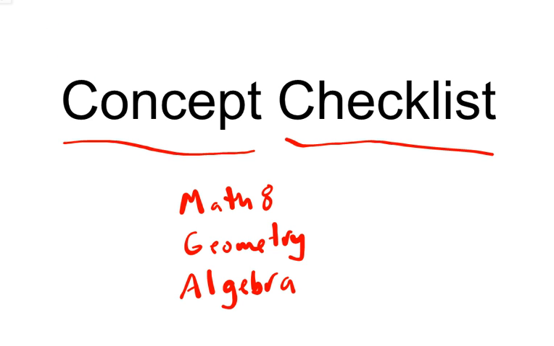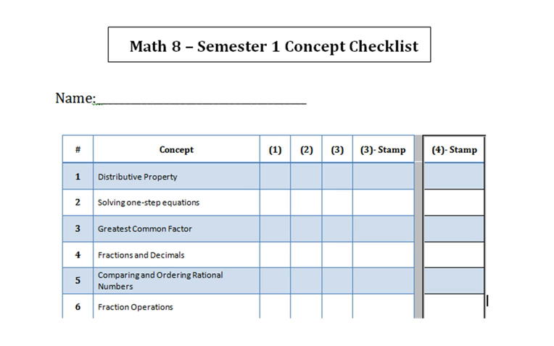Now here is what the concept checklist looks like for the Math 8 class this year, and this is only the first 6 for semester 1. So this is Math 8 semester 1. And real quick, I'm just going to explain how this is going to work. Each specific concept is listed on the left here, and this is what your child's grade is going to be based off of.